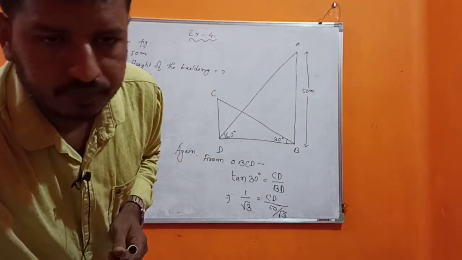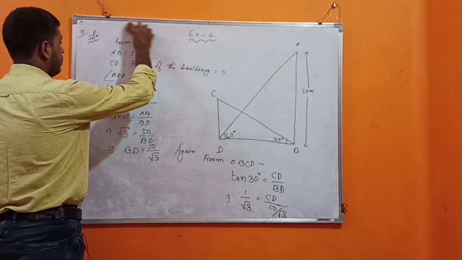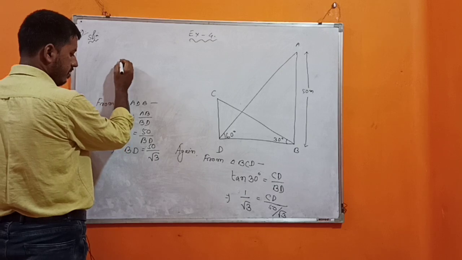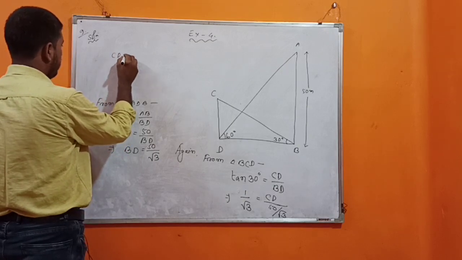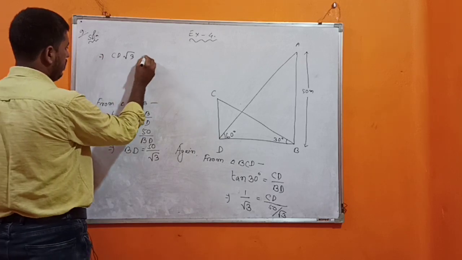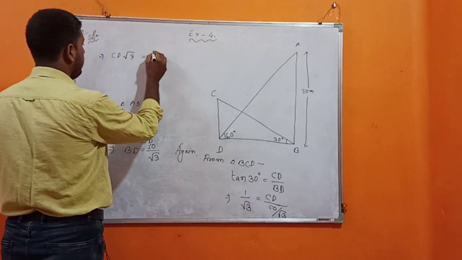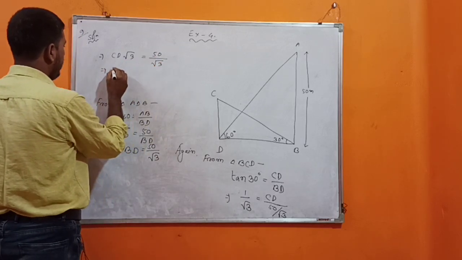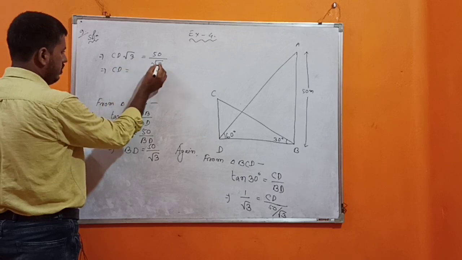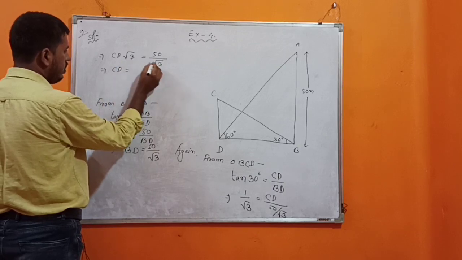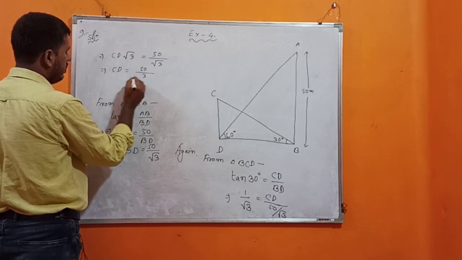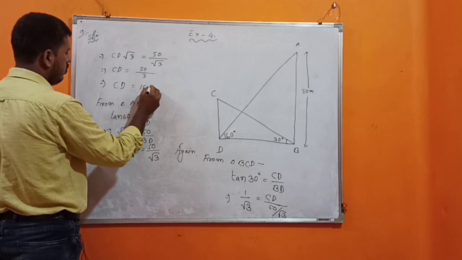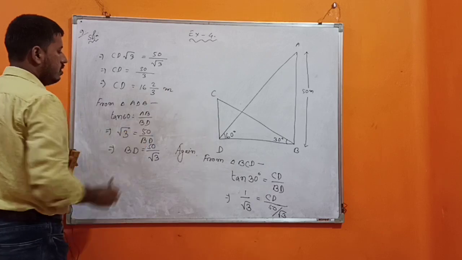I am erasing a few lines. So here if we multiply, CD root 3 equal to 50 by root 3 into 1, that is 50 by root 3. Okay, and root 3 here it is in the form of multiply, then root 3 into root 3, if we take root 3 here, then root 3 into root 3 will be 3. 50 by 3, then CD equal to, if we take it in the mixed fraction, that is 16 whole 2 by 3 meter.